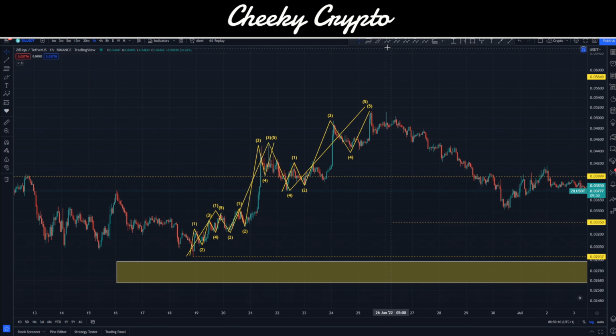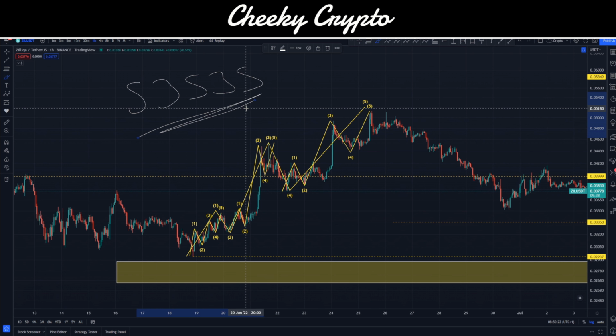Okay, and so essentially this is the pattern that we would look for on reversal. Okay, so this is a trend-based pattern. So this is a 5, 3, 5, 3, 5 structure. This goes by the name of an impulsive 5-wave structure in terms of Elliott wave theory. So this here is a trend, a trend to the upside.